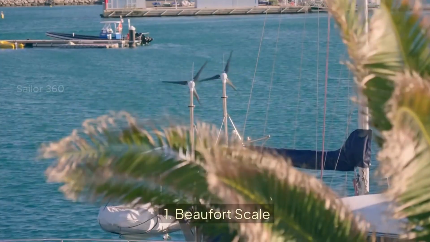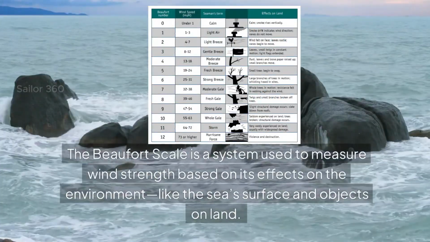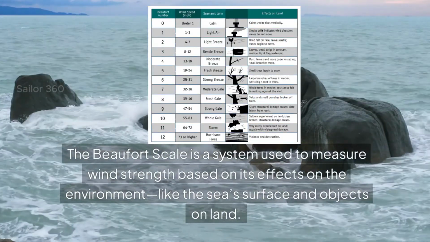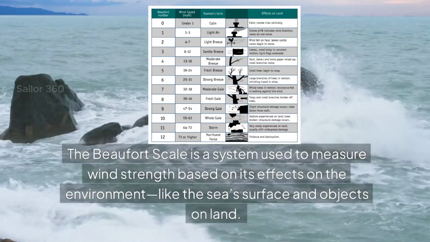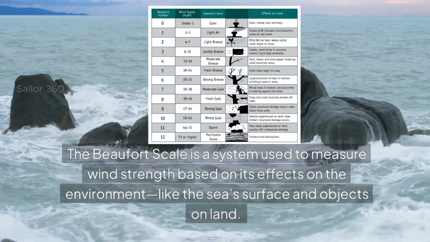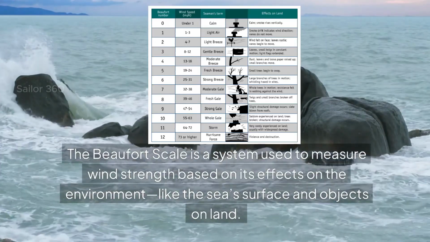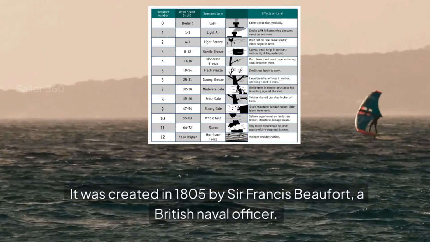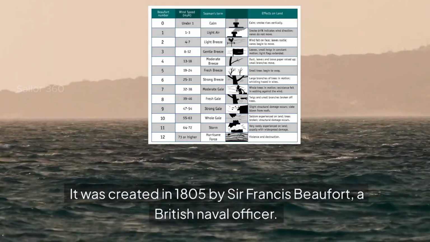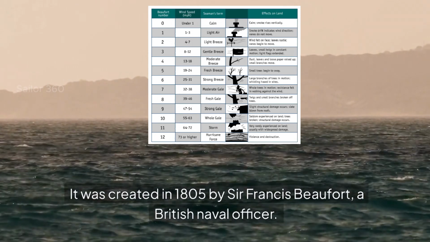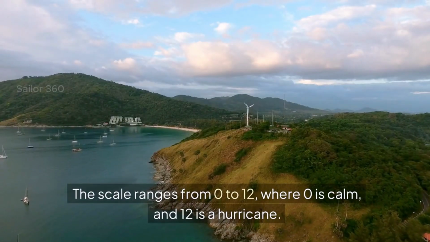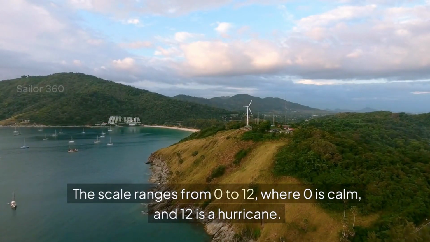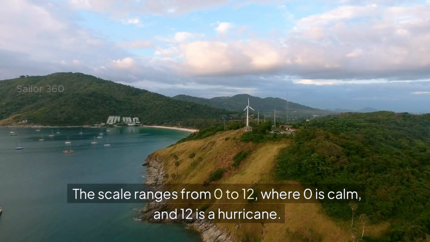1. Beaufort Scale. The Beaufort Scale is a system used to measure wind strength based on its effects on the environment, like the sea's surface and objects on land. It was created in 1805 by Sir Francis Beaufort, a British naval officer. The scale ranges from 0 to 12, where 0 is calm and 12 is a hurricane.